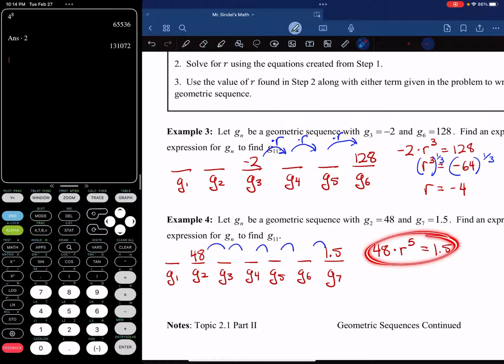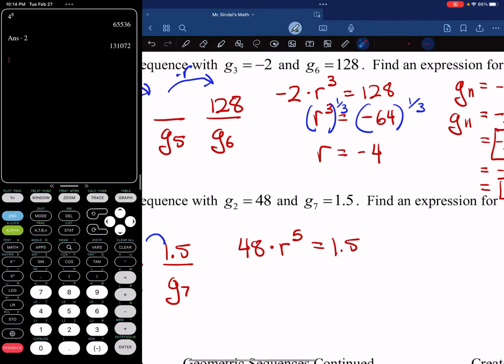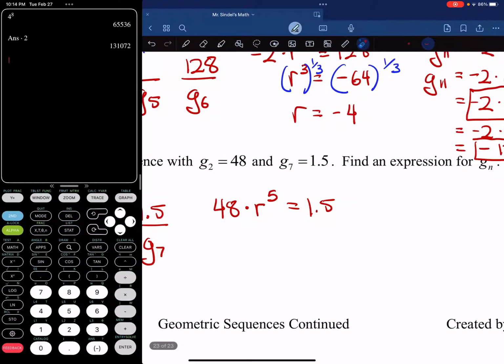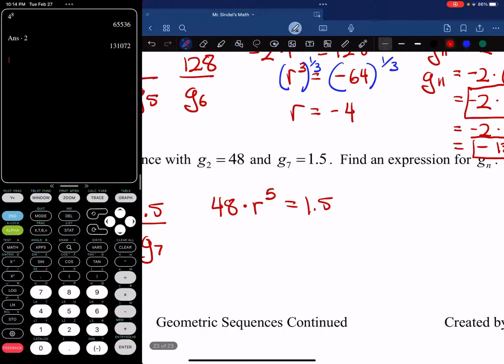Now that this is all set up, I'm going to solve. So I'm going to divide both sides by 48. And I told you we're going to use a calculator. I do have an idea of how you do this without a calculator. It's not fun though. All right, so from here, divide by 48, and r to the power of 5 is equal to 1.5 divided by 48. It's a problem for the calculator. We're just going to leave it like that for now.